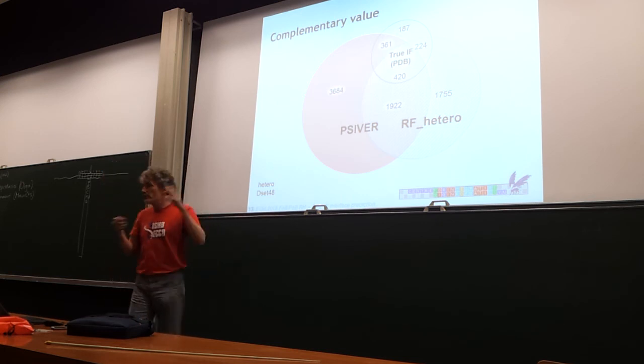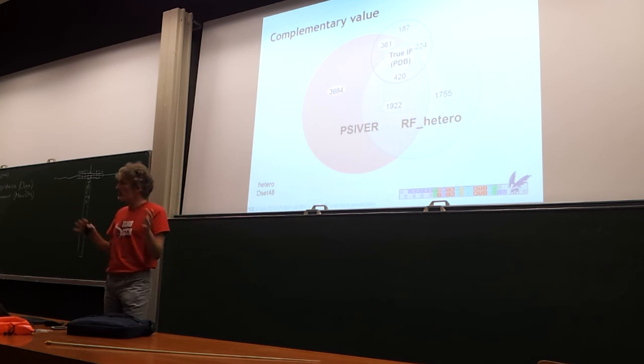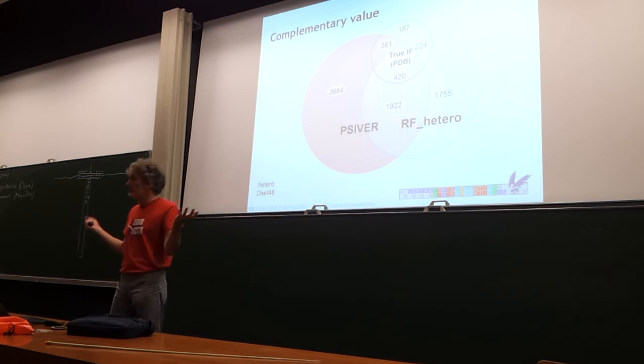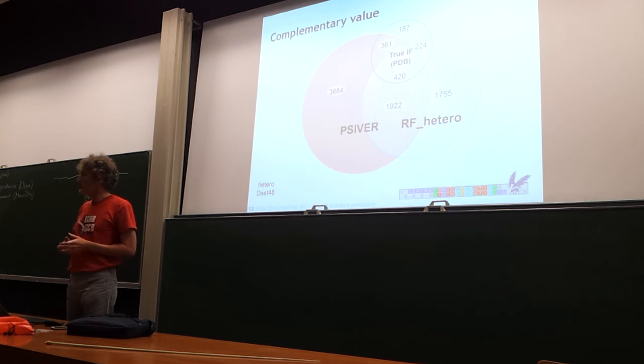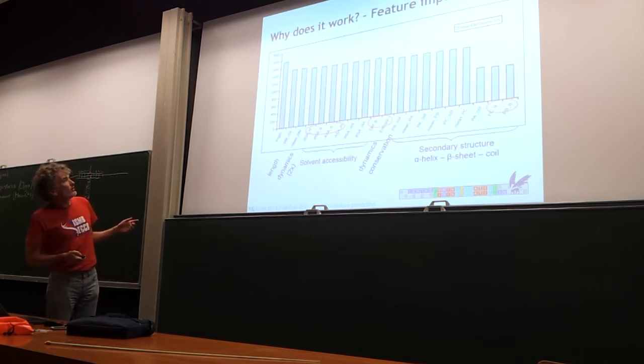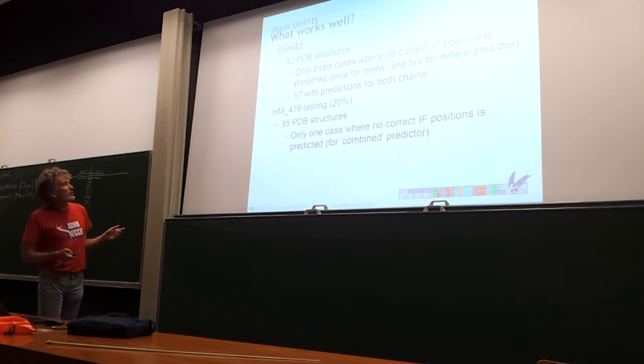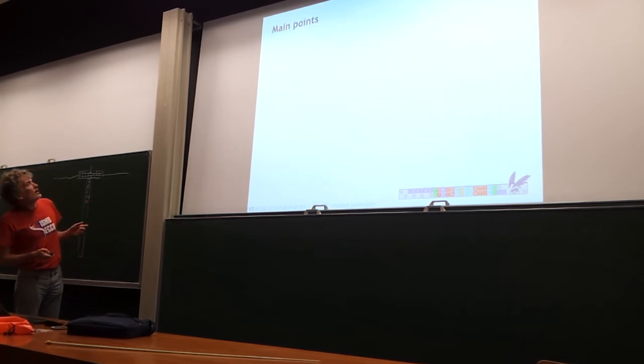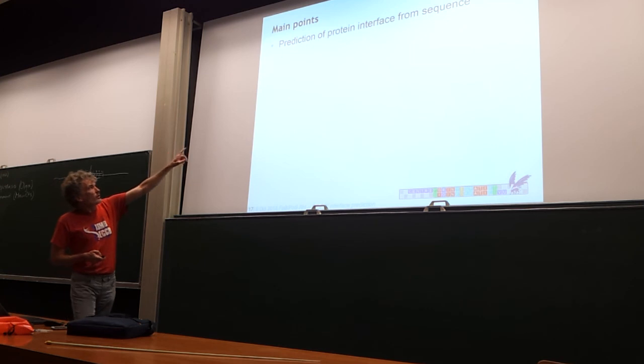There could be undetected interfaces that were predicted correctly, but we can't say that they're correct because we don't know. Okay, so I think that's the end of the story. There's more detail there if you want to detail the feature importance. So we can predict protein interactions from sequence.